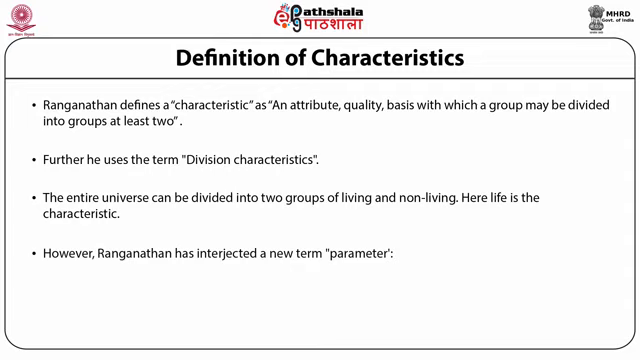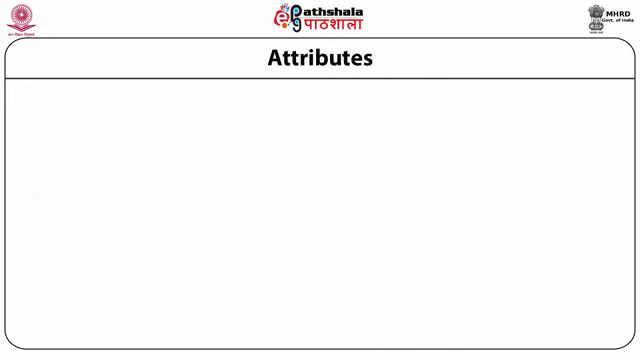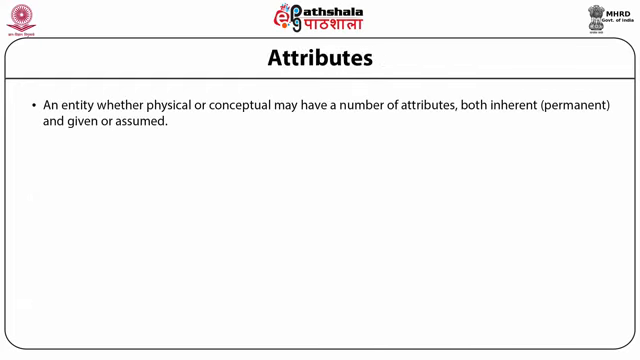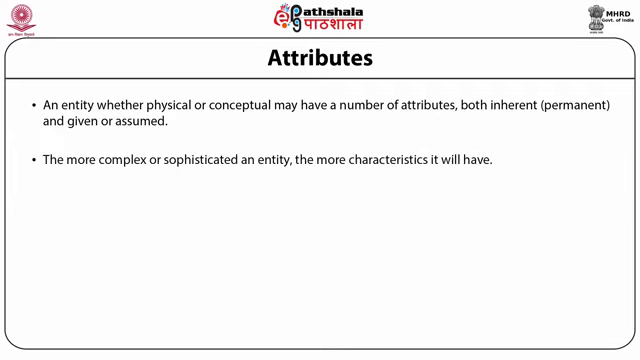However, Ranganathan has introduced a new term, parameters. Parameter is also some sort of a characteristic. The terms characteristics and parameters mean the same thing. Attributes. An entity, whether physical or conceptual, living or dead, a process or an act, may have a number of attributes, both inherent, which are permanent, and given or assumed, which can be changed. The more complex or sophisticated an entity, the more characteristics it will have and more aspects on which it could be further divided.